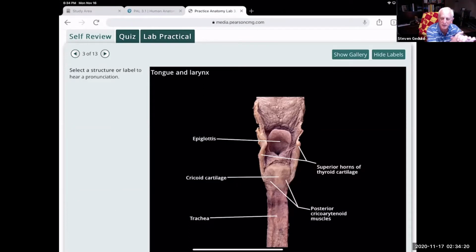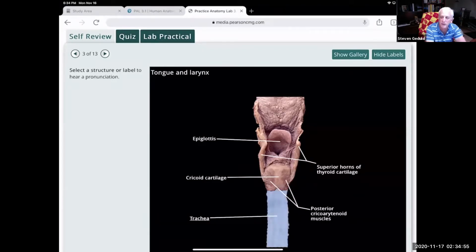Below the epiglottis, you can see the horns of the thyroid cartilage. If you looked on the posterior side, you would see the thyroid cartilage. Those are the horns of it on the side there. You have the cricoid cartilage just below it. And then you get the posterior cricoarytenoid muscles, on the side there, just below the side of the cricoid cartilage. And then below that you have the trachea. There's your trachea too. So far, so good.